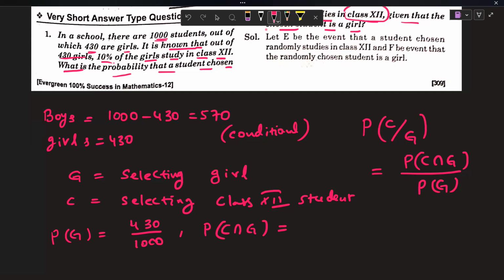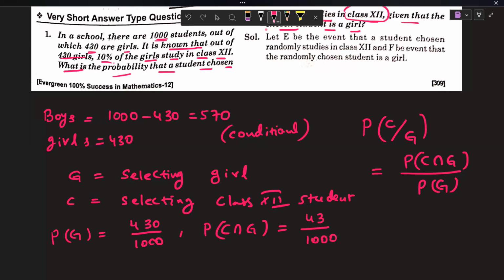He said 10% of the girls study in class 12. 430 girls are there. Out of them, 10% are class 12 students. That means 10% of 430, how much? 43 out of 1,000, out of total students in the school. Only 43 students are class 12 girl students in the entire 1,000.